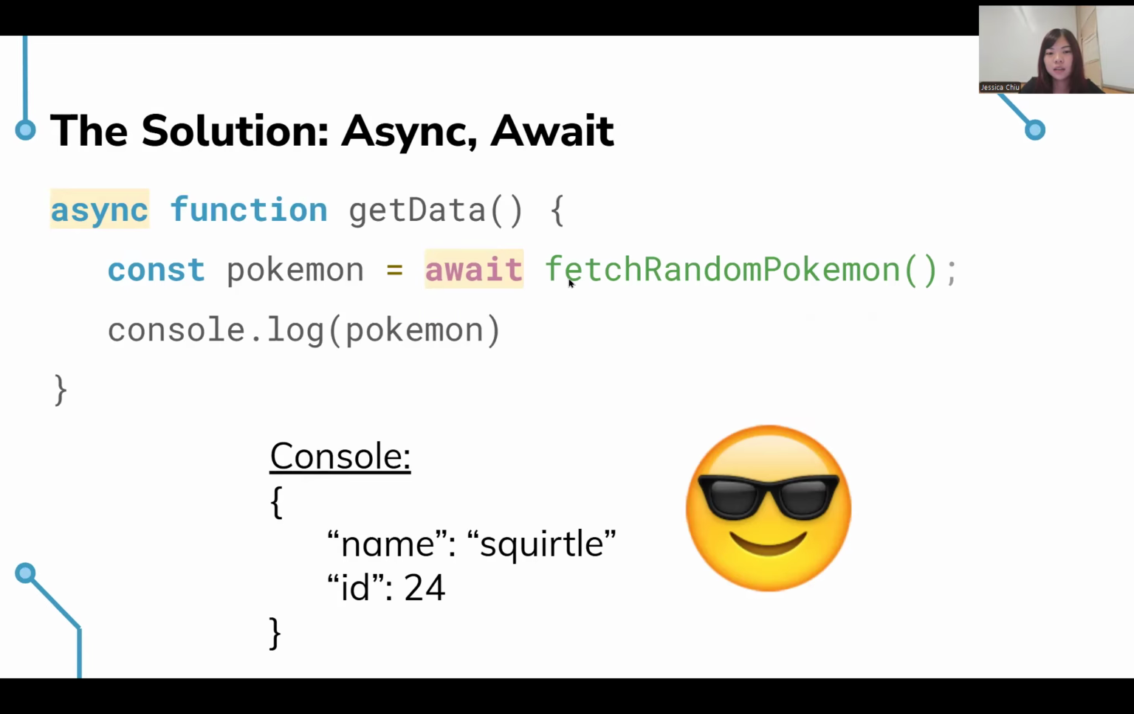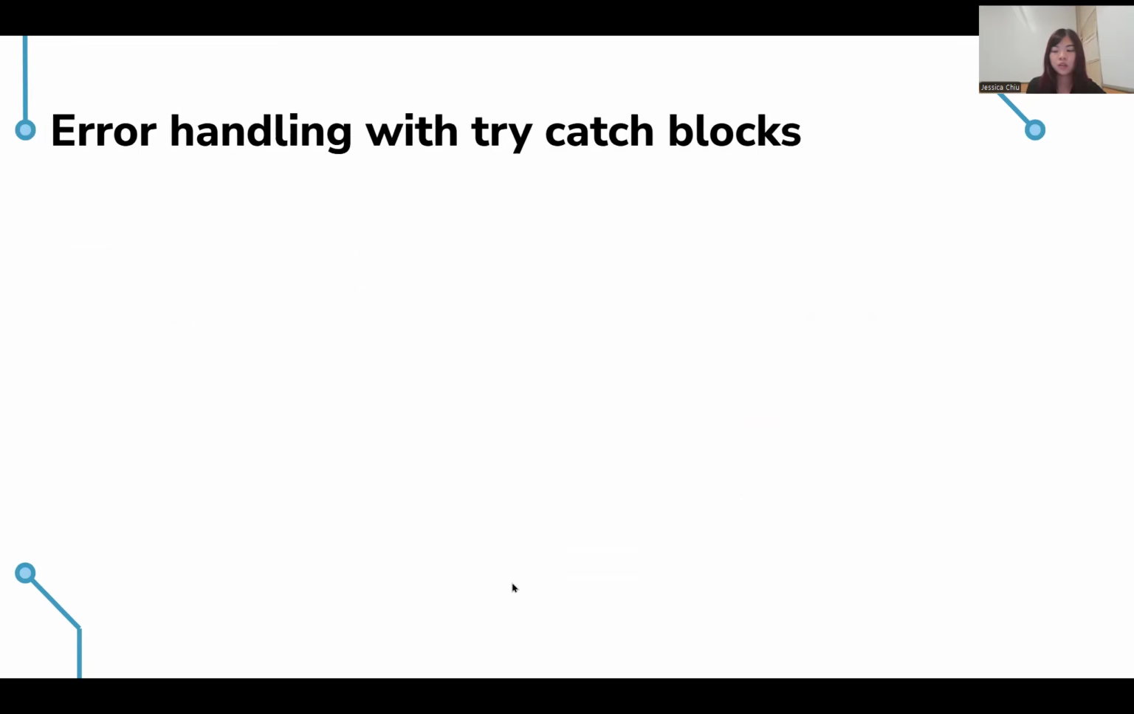Like I said, it goes to this line, it waits for fetch random Pokemon to resolve its promise, and then it console.logs whatever is in Pokemon. And now you can see our console will say whatever Pokemon we got, which in this case is Squirtle.